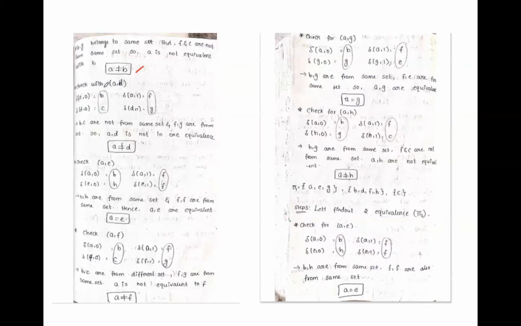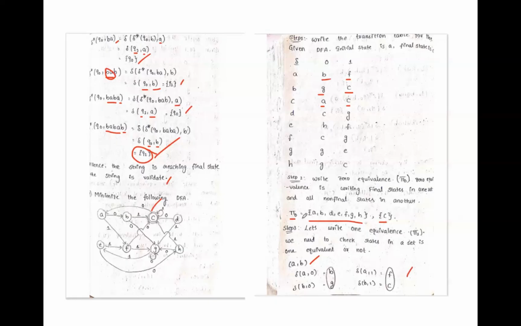Then you need to check A comma D. Here we need to check like this: A comma B, then A comma D, A comma E, A comma F, A comma G, A comma H. Right? So already A comma B was done. Now you need to check A comma D.